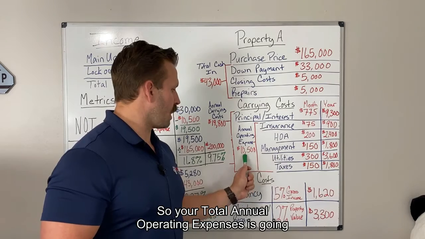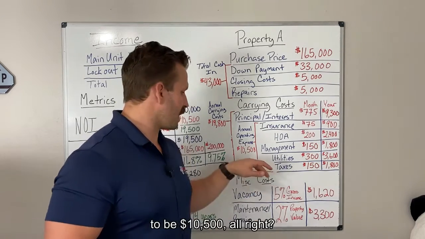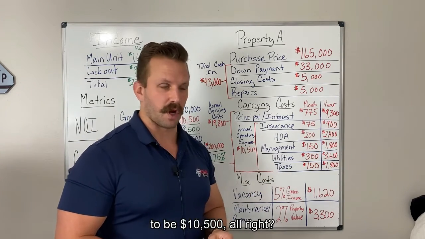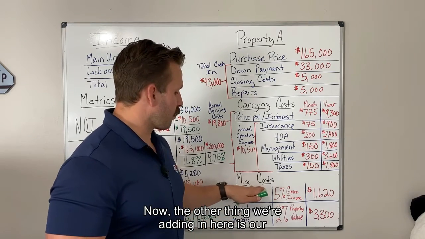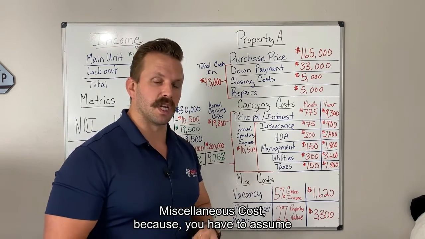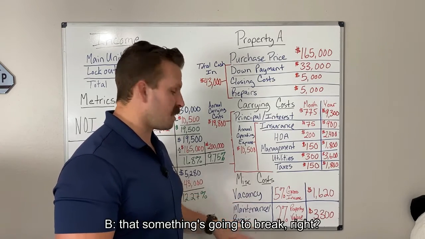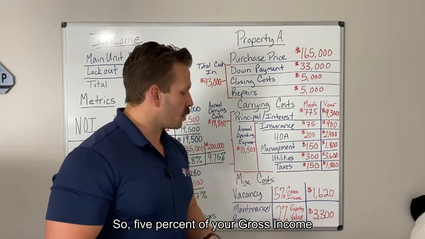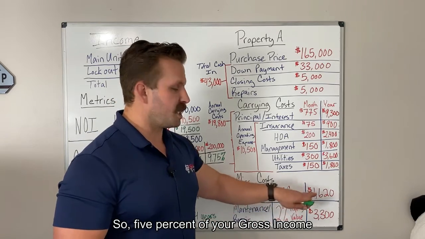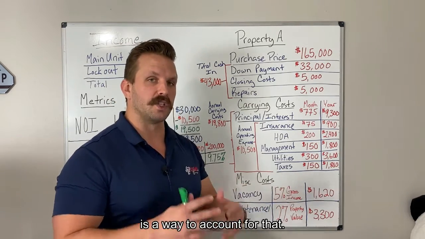So your total annual operating expenses is going to be $10,500. All right. Now the other thing we're adding in here is our miscellaneous costs, because you have to assume at some point that A, it'll be vacant, and B, that something is going to break. So 5% of your gross income is a way to account for that.